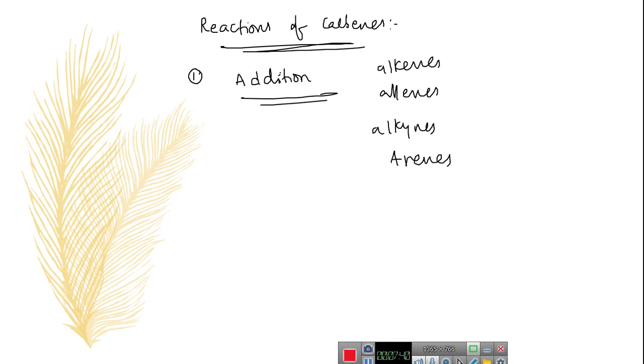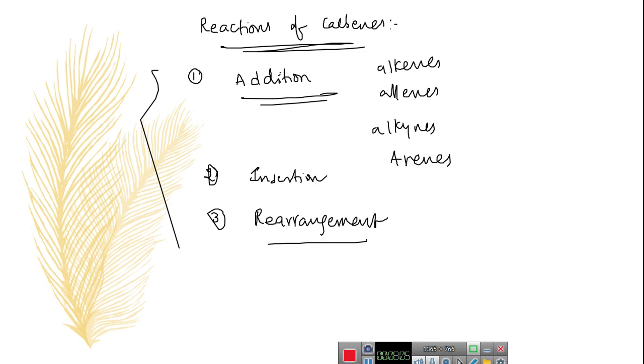So these carbenes generally undergo addition reactions, and they can also be involved in insertion reactions. That means insertion into C-H bonds or insertion into heteroatom-H bonds, and they can also be involved in rearrangement reactions. Because of their nature, electrophilic or nucleophilic, they are involved in different reactions. Briefly, they are involved in addition reactions, insertion reactions, and rearrangement reactions. Addition reactions with alkenes, allenes, alkynes, arenes. Insertion takes place into C-H bonds or O-H bonds, etc. And they can also be involved in rearrangement reactions because of their electron deficient nature.